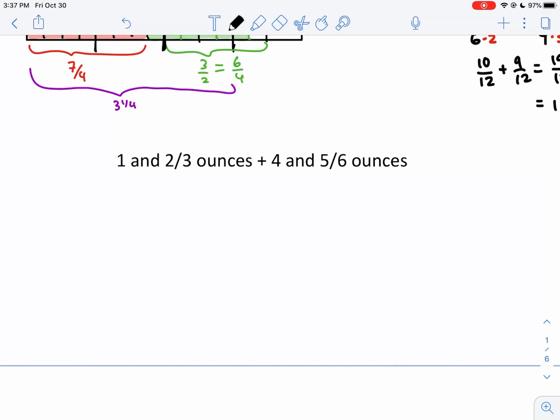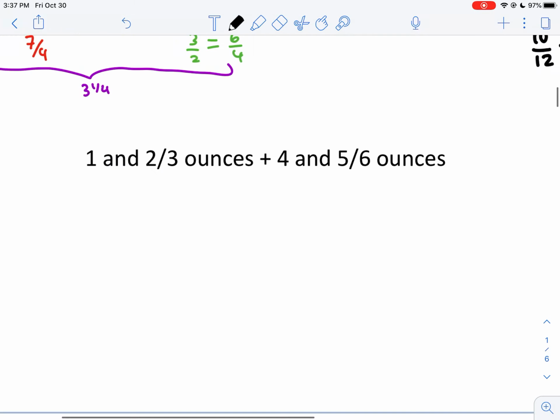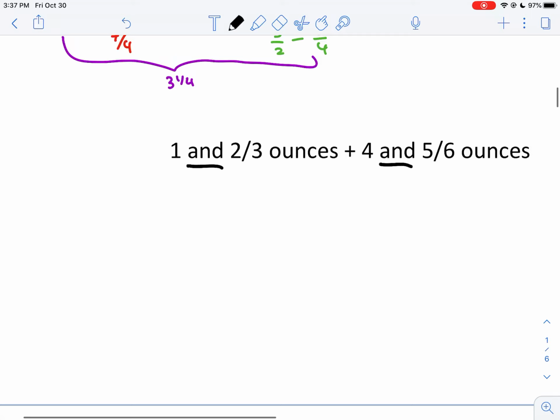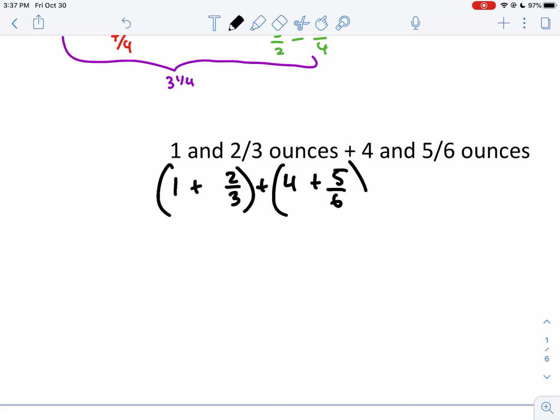And here we have adding two mixed numbers. I'm going to show you two different ways to do this. We have 1 and 2 thirds, and we're going to add that to 4 and 5 sixths. Well, these ands already imply addition. And so this really just means 1 plus 2 thirds plus 4 plus 5 sixths. You should probably put these in parentheses at least initially, but because addition is commutative and associative, you really don't need any of these parentheses. You can add these in any order you want.